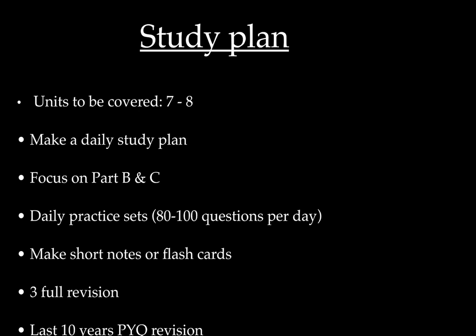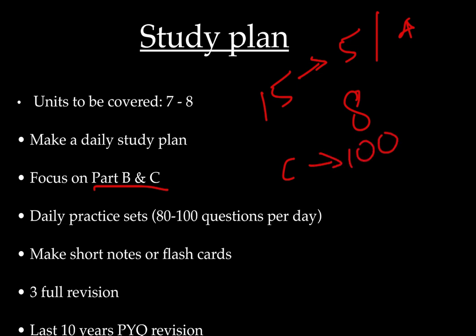Focus on part B and part C. You can score major marks in part B and part C. Like I say, in part A, if you are attending, for example, a total of 15 questions, if you are attending some 5 questions, out of which you get 4 right, then you can get 8 marks from part A. Part A is important but not that much. Part B and part C carry a total of 100 marks.